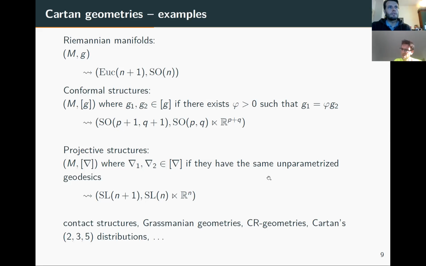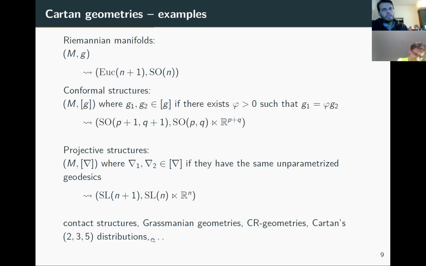Another example, which is quite classical, is projective structures. You take a manifold and a class of affine connections, and you define two connections to be in the same class if they have the same unparameterized geodesics. Classical projective geometry as a Klein geometry, as a homogeneous space, would be a study of lines, so you generalize that to geodesics of affine connections. And it turns out that this is equivalent, again up to some normalizations, to a Cartan geometry modeled on this pair. So you have, again, a simple Lie group and some semi-direct product.